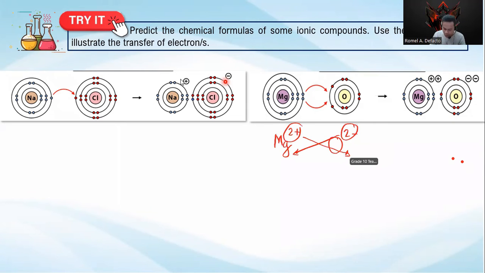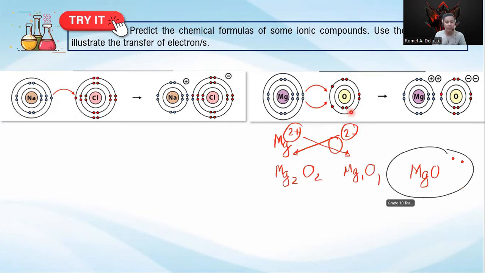And then it will become Mg2 and O2. Now in that case, we simply write the simplified version. That means 2 can be divided by itself. So this will become Mg1 and O1. So just like what I said a while ago, we can omit the 1. So the formula for this second illustration is MgO. So this is now the formula.